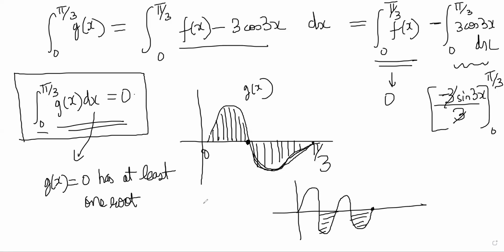It could have more than one root, but at least it has one root, because otherwise it can never have zero area, right? So that is the idea by which you're using the integral information. Similarly, we can do the next part of the question, 0 to pi by 3.